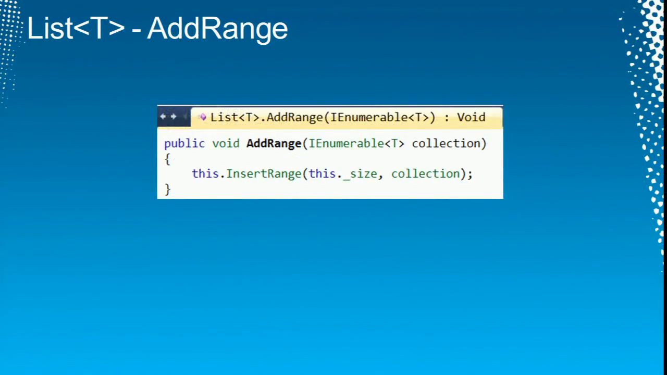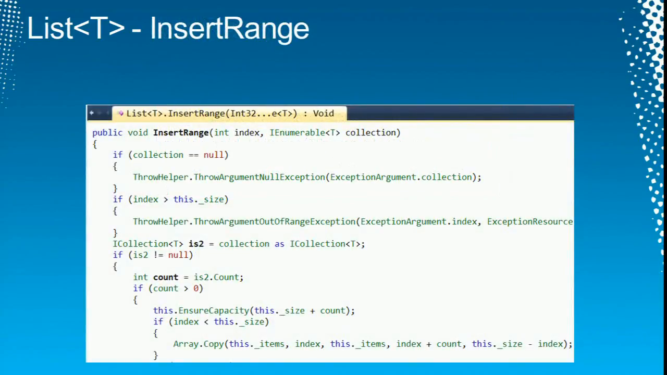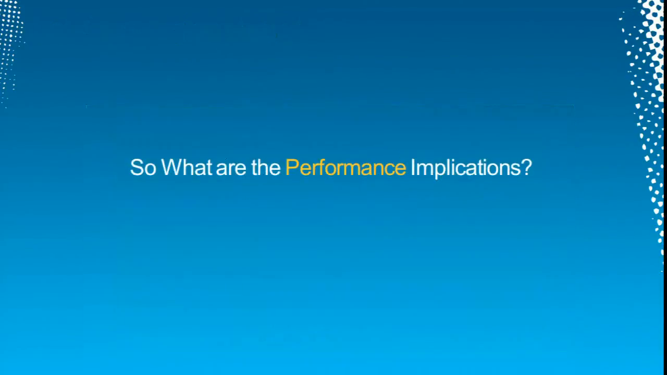What happens here then is that AddRange calls InsertRange. And InsertRange does all this kind of stuff. Look halfway down, we find it takes the collection, and then two thirds of the way down, it runs EnsureCapacity. We already know what EnsureCapacity does.